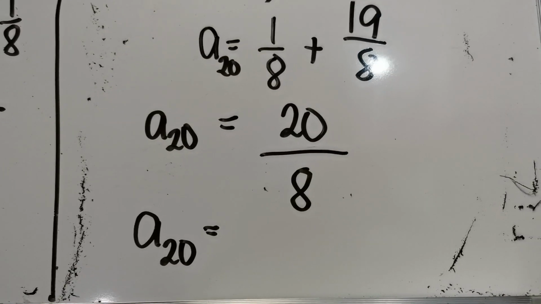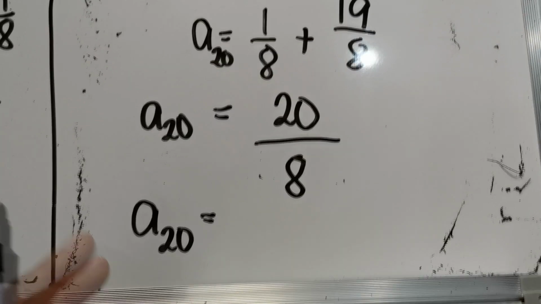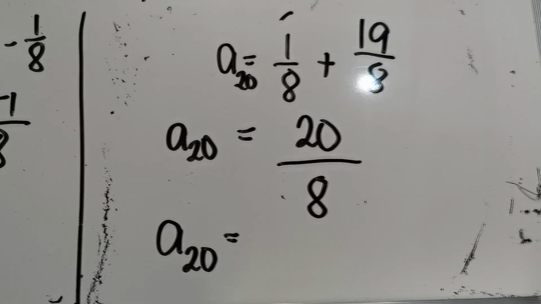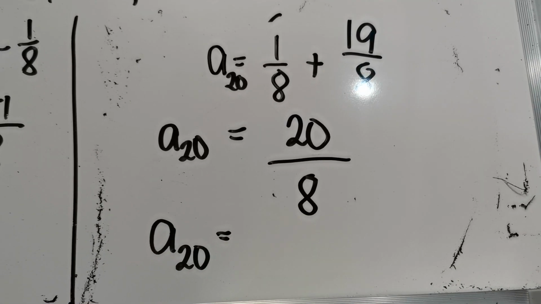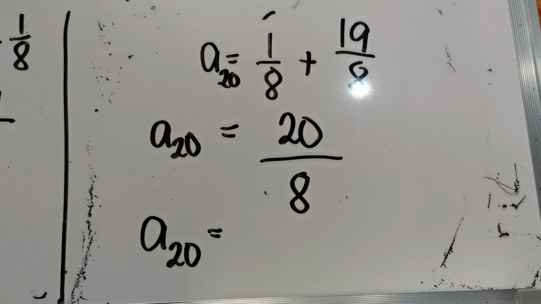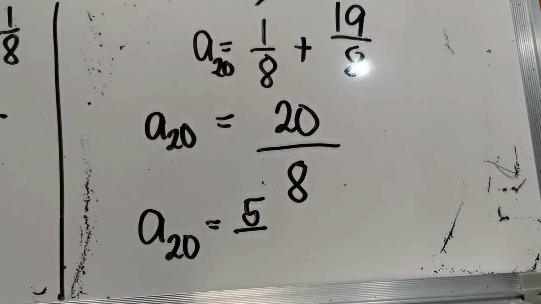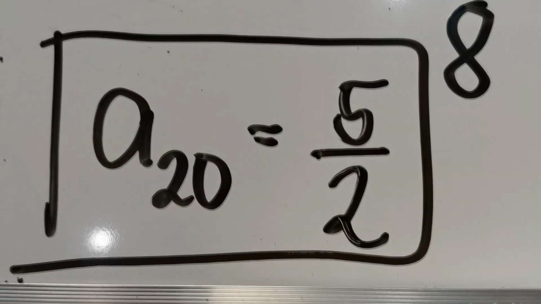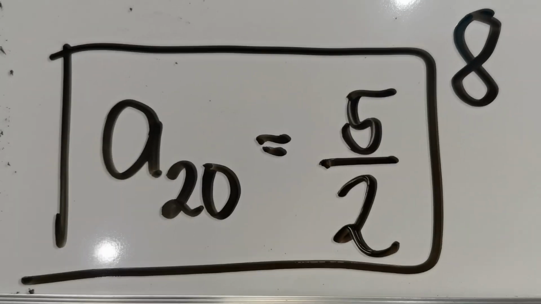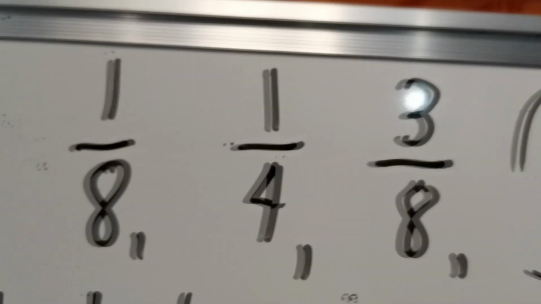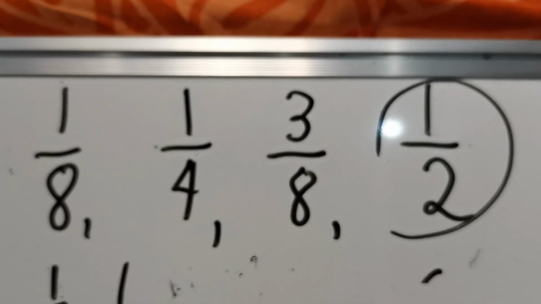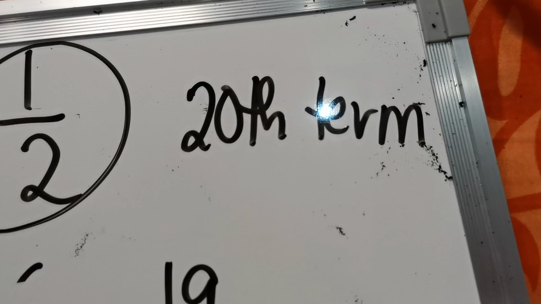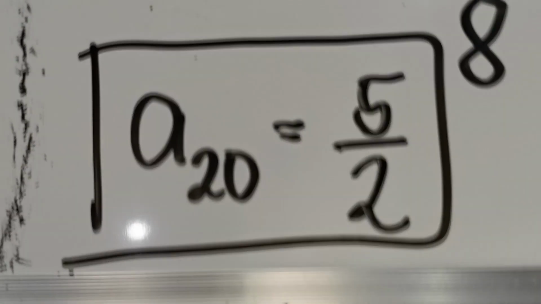And then, let us simplify our answer. So, 20 divided by 8. Kaya pa yung isimplify. It will divisible yan both by 4. So, 20 divided by 4 is 5. 8 divided by 4 is 2. So, therefore, our 20th term in the given is 5 over 2. 1/8, 1/4, 3/8, 1/2, and then the 20th term is 5 over 2.